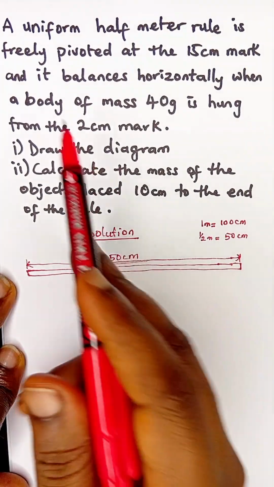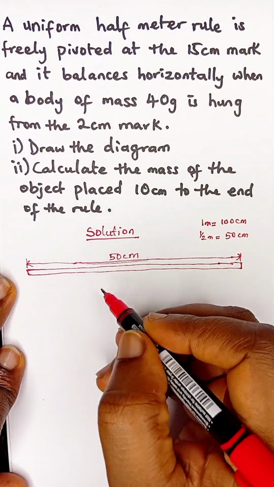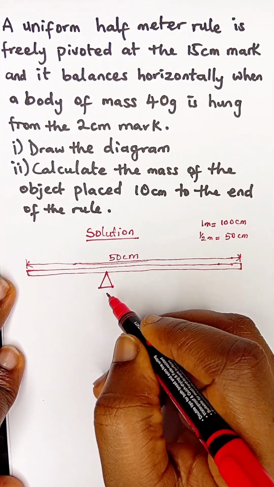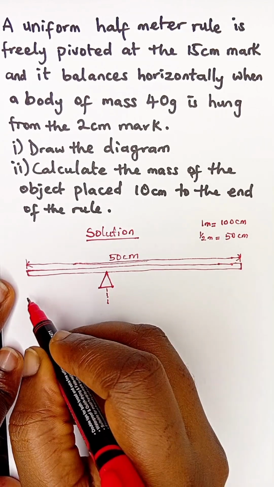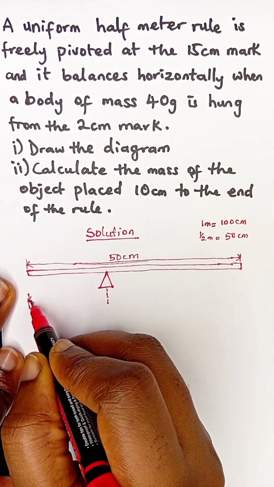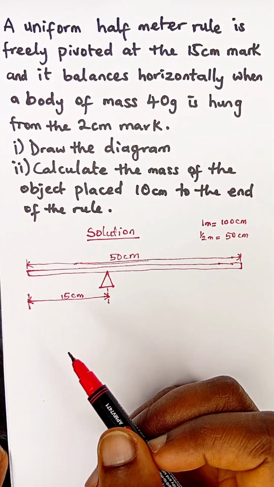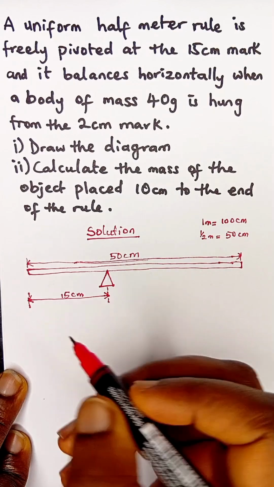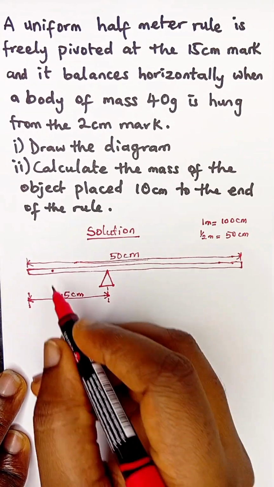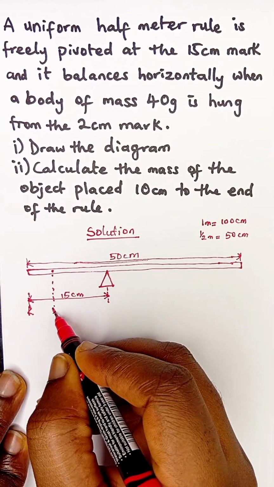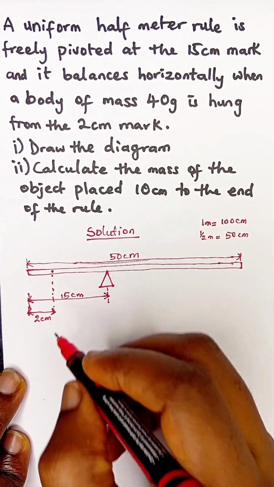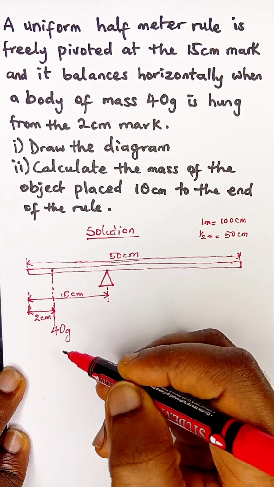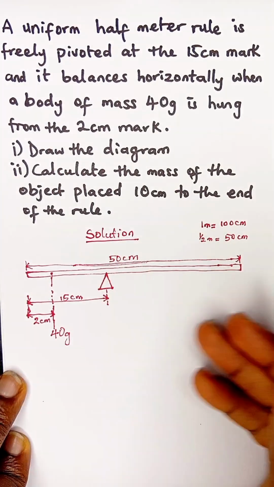50 cm. Then the next thing it says is that it's pivoted at the 15 cm mark. Put your pivot at a mark such that from the beginning of the rule to that mark is 15 cm. Label it. Then the next thing is that it balances horizontally when a body of mass 40 grams is hung from the 2 cm mark. You are going to make a mark at a point and call that mark the 2 cm mark from the beginning. And it says that the mass of 40 grams is hanging there. This is the diagram actually.